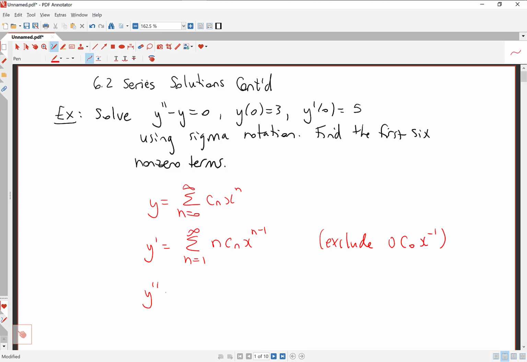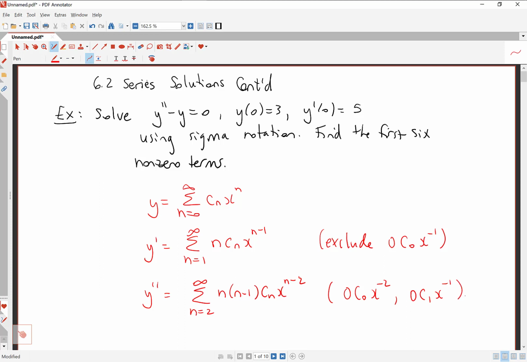Similarly for y double prime, we are taking the derivative term by term of y prime. We have the sum of terms that look like n times n minus 1, cn x to the n minus 2, and then we're going to think about what indices we want for that sum. We're actually going to go from n equals 2 to infinity. So similar kind of discussion as we had for y prime. We're going to be excluding the n equals 0 and n equals 1 terms because they are 0. The n equals 0 term would be 0 c0 x to the negative 2. The n equals 1 term, 0 c1 x to the negative 1.